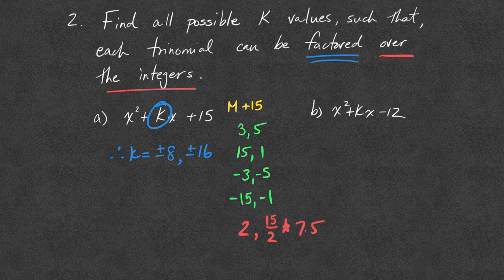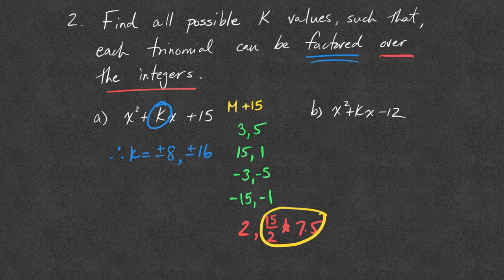But notice, those 2 values would multiply to give 15. But do you notice that 15 halves or 7.5 are not integers? That's what the problem means when it says factored over the integers. It means that you can only have integer factors. If I didn't write that, then there are infinitely many answers.